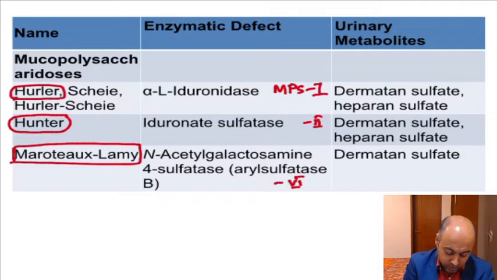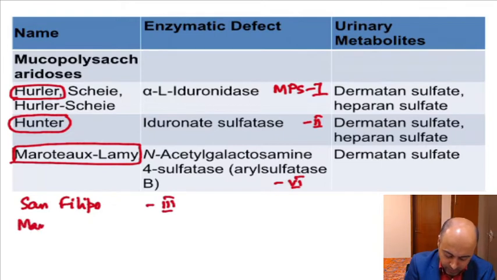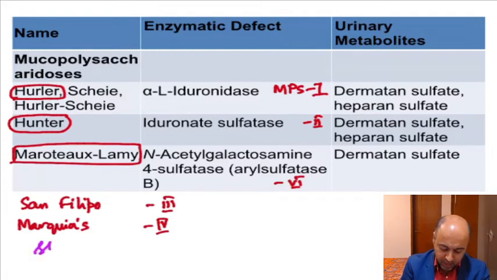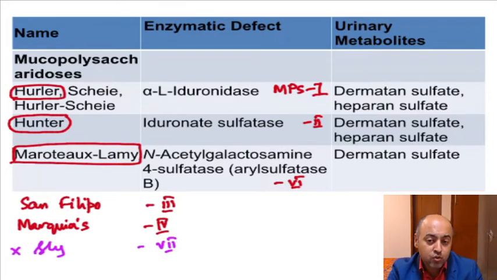In addition to this, we also have the condition called Sanfilippo. Sanfilippo is MPS type 3, and Morquio is MPS type 4. There is no MPS type 5. MPS type 6, I already told you, is Maroteaux-Lamy disease. Sometimes you may even get the condition called Sly. This is MPS type 7, but generally we don't talk about Sly, it's not very common. Most important would be MPS type 1, 2 and 6.